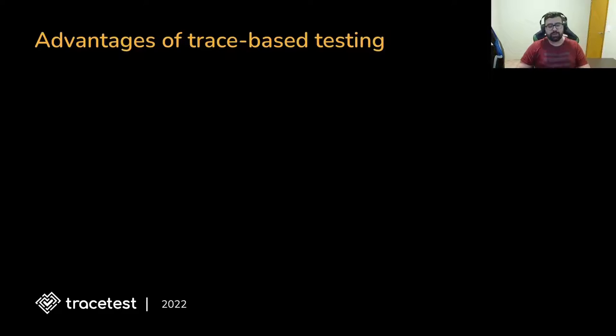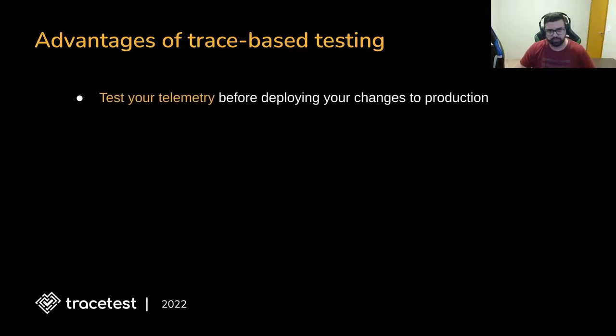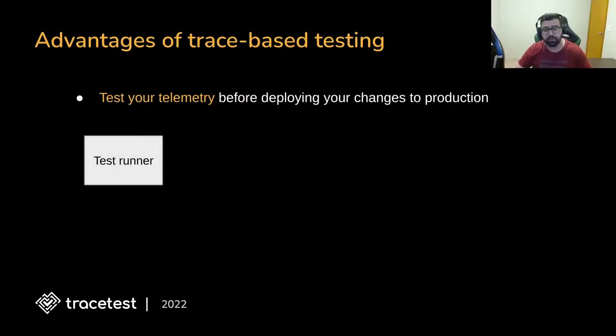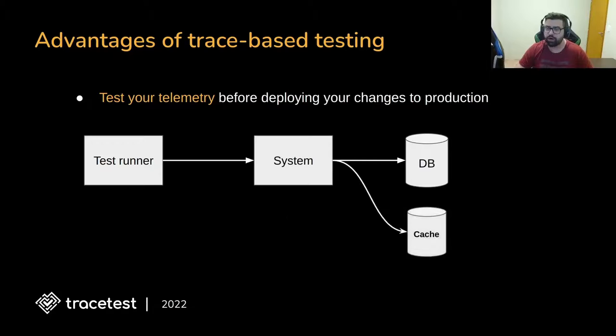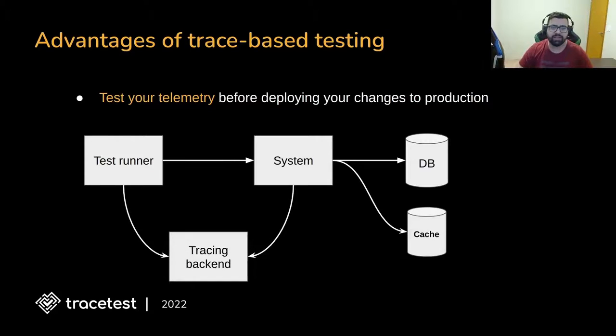So, okay, but what's the advantage of using that over my existing end-to-end tests? First of all, you test your telemetry. And that means that when you have a bug in production, you will not get a surprise when you take a look at your telemetry. You know how it should look. That's great. So again, how does that work? The test runner triggers the system. The system does some work, sends traces, and we get the trace back and execute assertions. So every time you execute that operation in your system in production, we know that the trace should look like that. So we have a way of searching that.